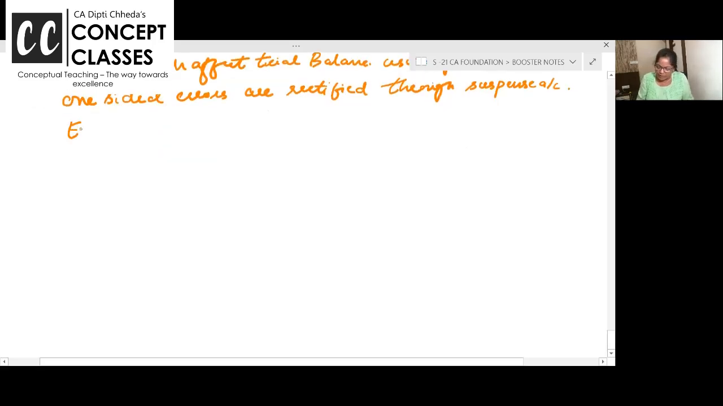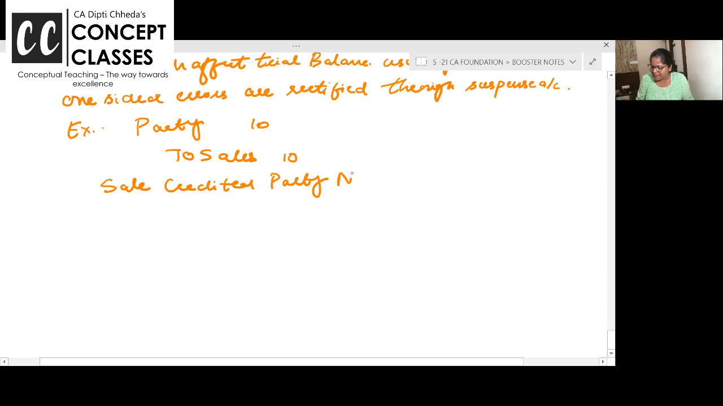I want all of you to write one example. Party to sales, 10 rupees. Sales is credited, party is not debited. This explanation is very important. Party to sales. Sales is correctly credited. Party is not debited.